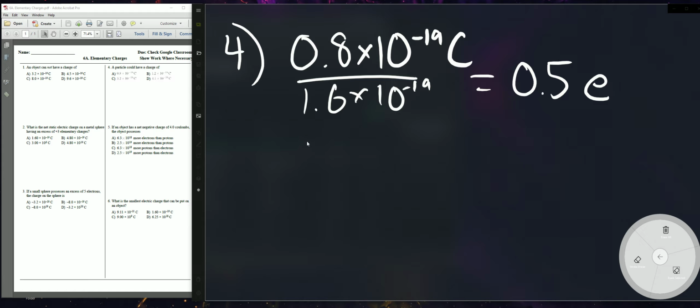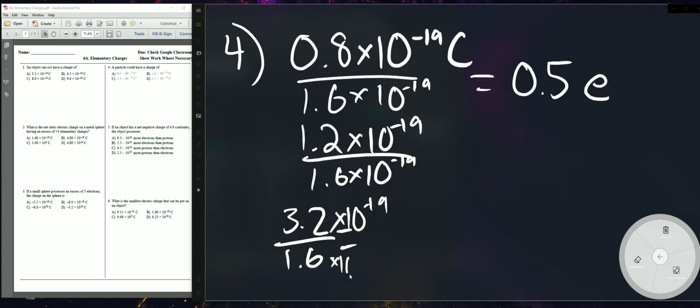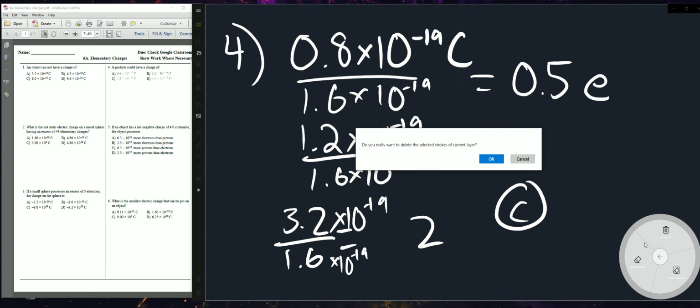So that's impossible. We're going to do 1.2. 1.2 times 10 to the negative 19 is clearly not divisible. You clearly won't get a whole number here. 3.2 divided by 1.6, you will get a whole number. You're going to get 2. And so that's a possible charge. So the correct choice is C.